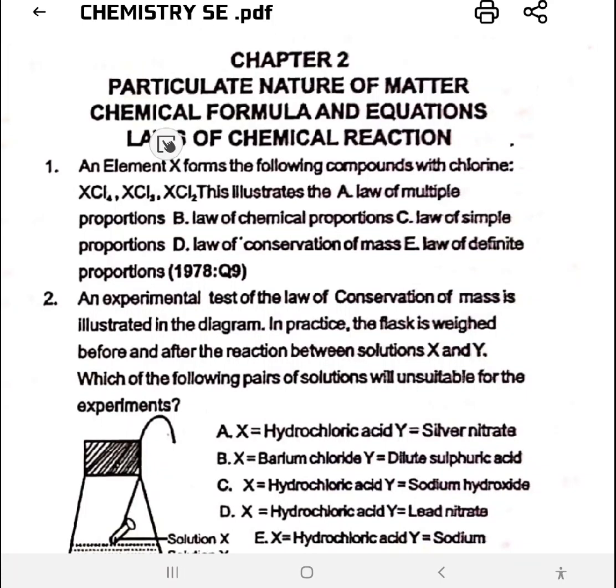Guys, welcome to chapter 2 on particulate nature of matter, chemical formulas and equations as regards laws of chemical reactions. The first question: an element X forms the following compounds with chlorine. So there's XCl4, XCl3 and XCl2. This illustrates one of the following laws.